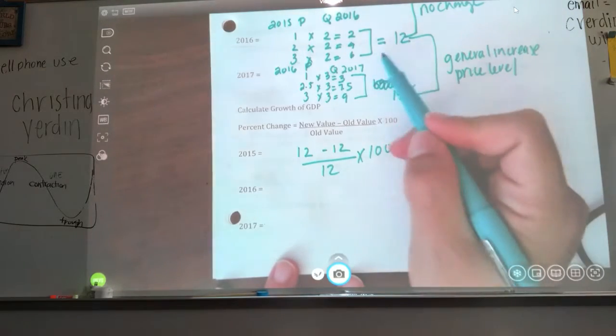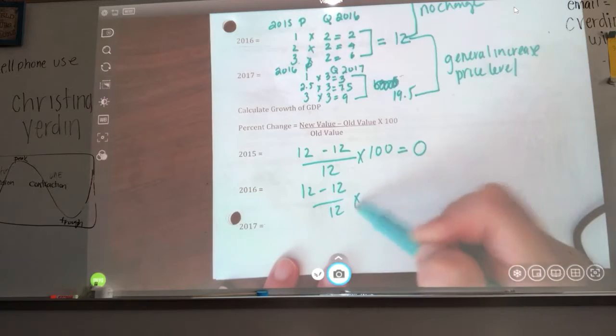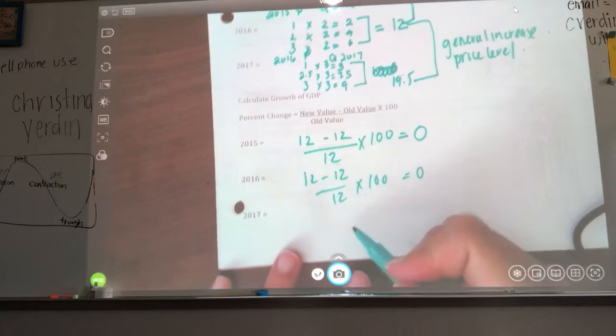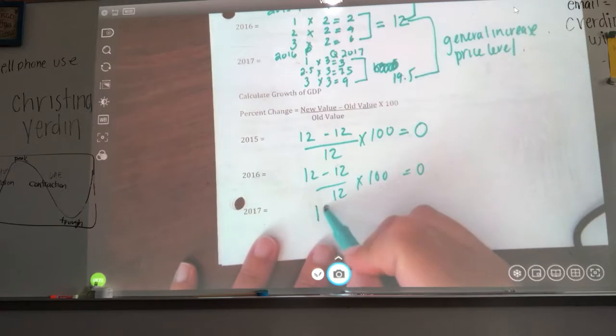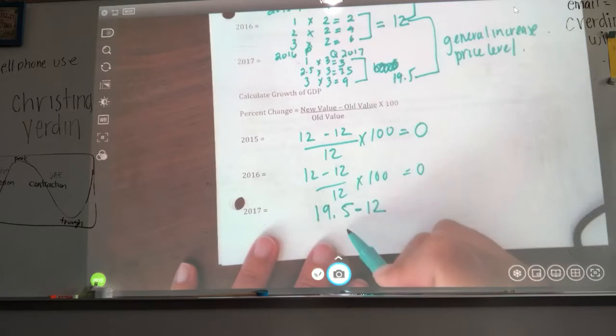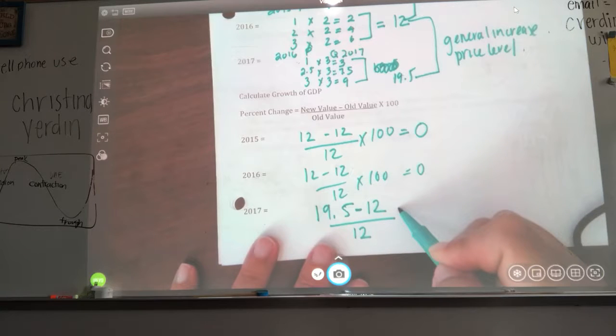Zero. And then when I have this new number, I did 12 minus 12 over 12 times 100, that gave me? Zero. Now, this is the one where I have to use the new value. What's my new value? 19.5 minus 12, which is my old value, over my 12 times 100.